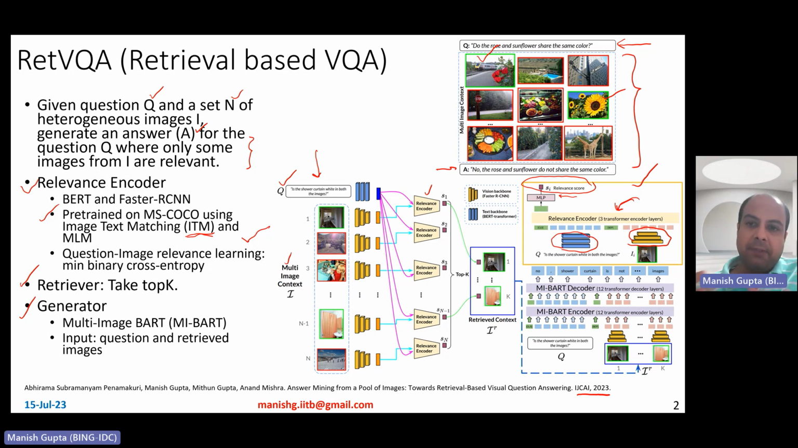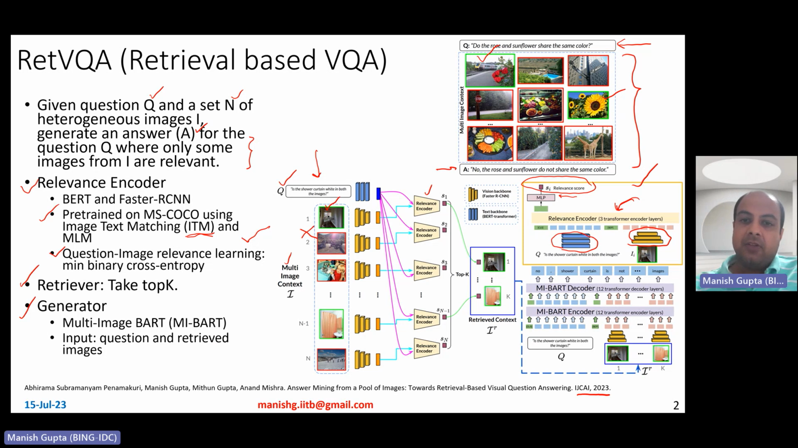Okay. So after the pre-training for the relevance encoder is done, when you train this model for retrieval-based visual question answering, you essentially fine-tune the pre-trained relevance encoder. And the way you fine-tune it is using question image relevance learning, where, of course, in the training part, you essentially know if this particular image is relevant or not. So that's what you do. And the way you do this is by minimizing the binary cross entropy loss.